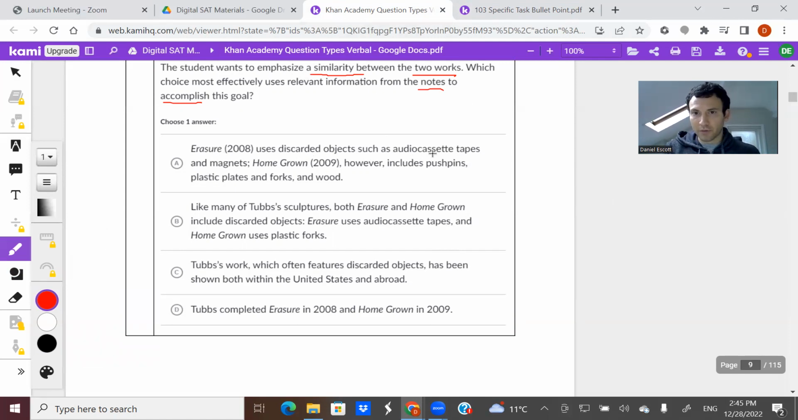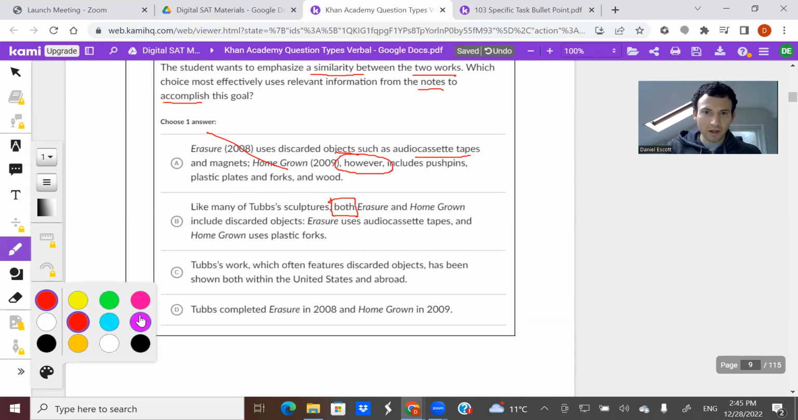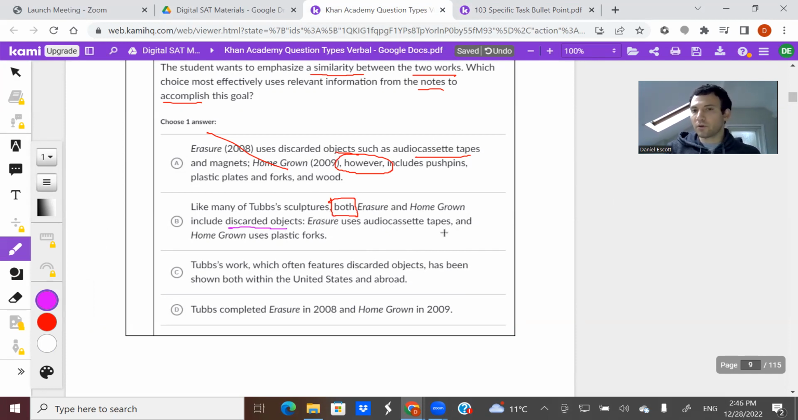Erasure uses discarded objects such as audio cassette tapes and magnets. Homegrown, however, okay, already, however, means it's not going to be similar. Includes other things other than audio cassette tapes. So it's saying how they use different materials. Like many of Tubbs' sculptures, both, ooh, I like that, Erasure and Homegrown include discarded objects. Okay, so that's something they share in common. They both use discarded objects. Erasure uses audio cassettes, the other one uses plastic forks. I see that as giving me a similarity between the two works. One work, two work, but let's check the other answer choices.